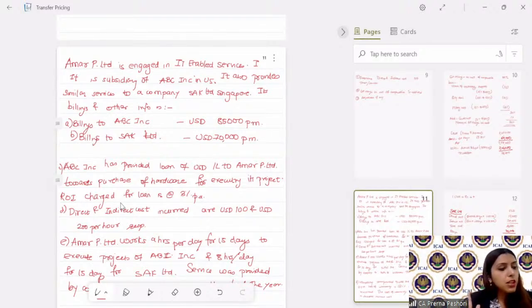Now this particular loan amount which is given, the interest on loan which is given by ABC is separate. Again, this is a tainted transaction, so I will not make any adjustment for that here, because this is separate and not related to any of these gross profit margins. This is going to be separate.